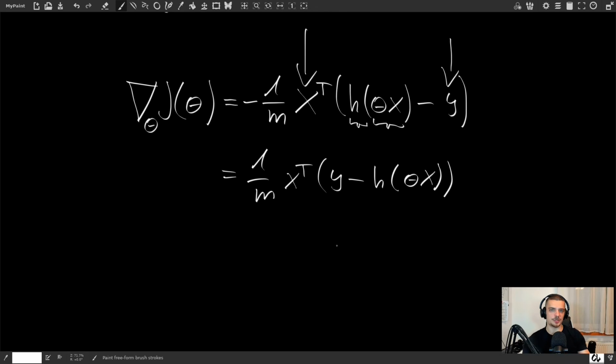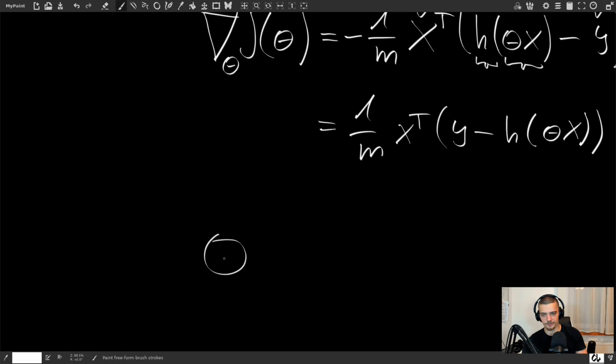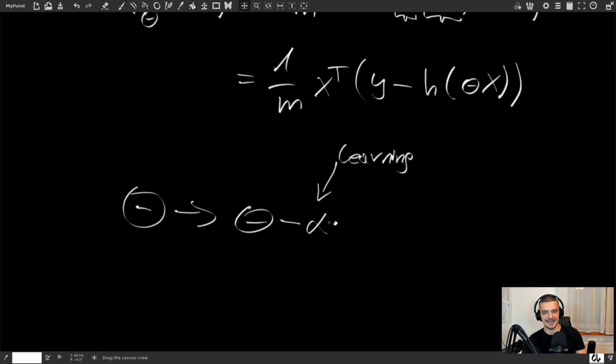And of course, what do we want to do? We don't want to maximize, so we don't go into that direction. We negate it and we go into the opposite direction. So what we do is for every parameter, for the vector of the parameters, we take that minus alpha, which is the learning rate. So how much do we want to go into that direction? And we go into the opposite direction of the gradient.